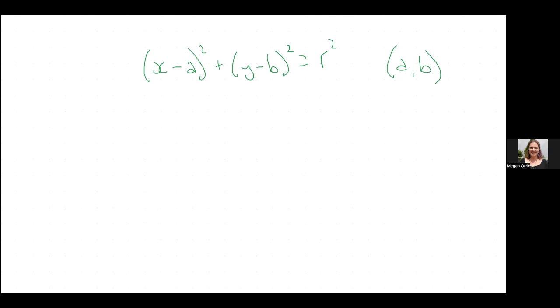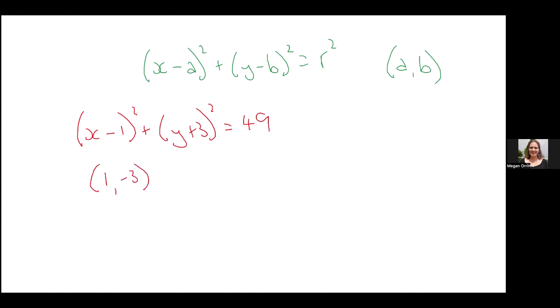So if I gave you an equation and I said (x minus 1) squared plus (y plus 3) squared equals 49, I would be able to draw this circle, because what I know is that the center is (1, negative 3), and I know that the radius is the square root of 49, which makes it 7. So if I was going to draw it, I can't believe I'm about to try.